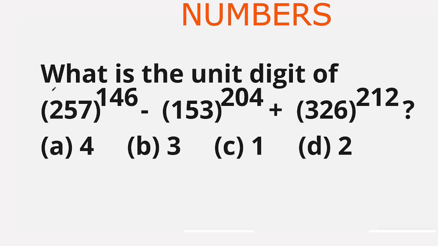Our question is, what is the unit digit of 257 to the power 146 minus 153 to the power 204 plus 326 to the power 212? The given options are option A 4, option B 3, option C 1, option D 2.